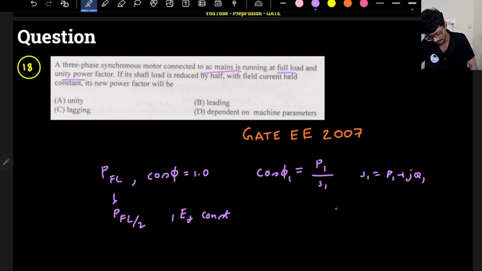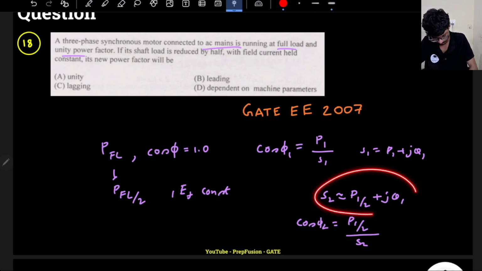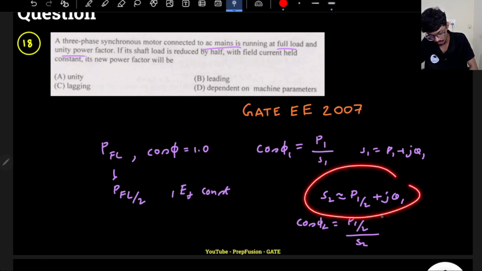So your S2 roughly will be P1 divided by 2, because it is consuming half of the active power, plus roughly jQ1. So now what will be the cos phi? Cos phi 2 will be P1 divided by 2 S2, correct? Now what is S2 actually? S2 magnitude is lower, but will it be lower than this? That is what we have to identify.